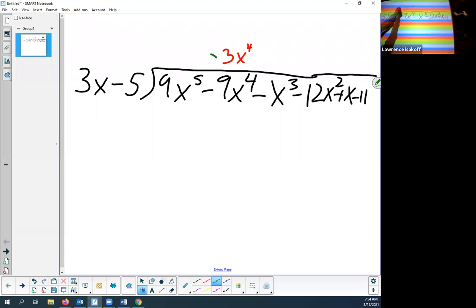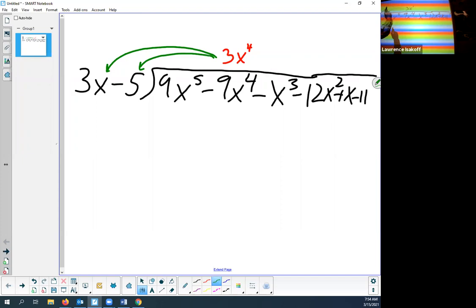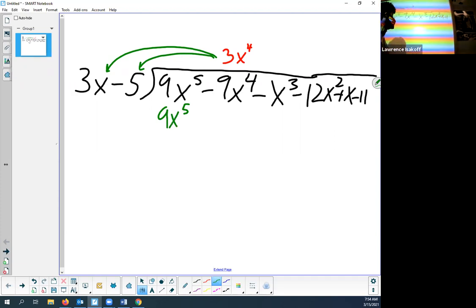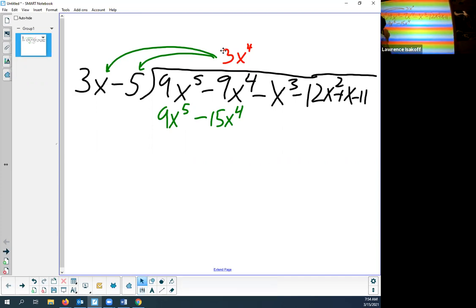Because 3 times 3 gives me 9. X times x to the 4th gives me x to the 5th. Now remember, you're going to multiply it by both parts. So 3x to the 4th times 3x gives me 9x to the 5th. This way, when we subtract, they conveniently cancel. And then 3 times negative 5 will be minus 15x to the 4th.